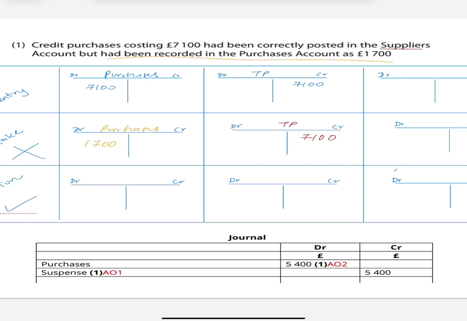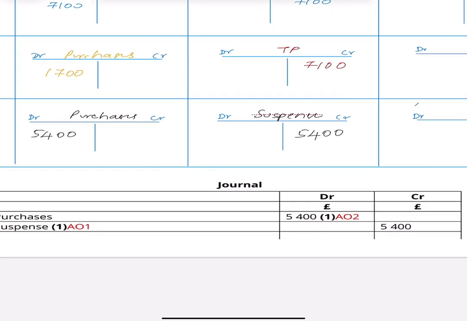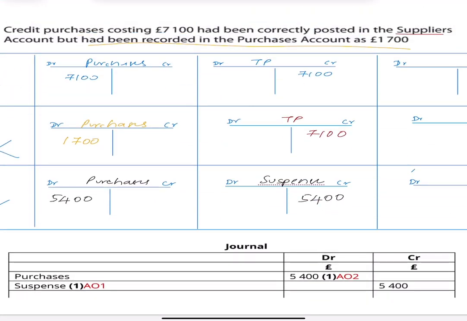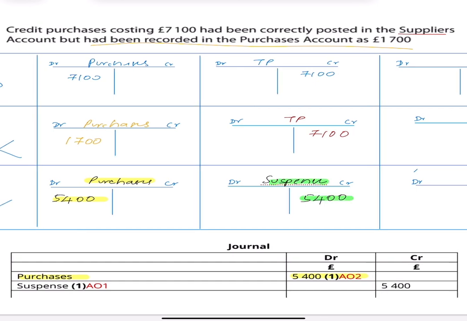So let's correct this error. Therefore, you have to add to the purchases account by 5,400 on the debit. You do not know where to credit it. Therefore, you credit in the suspense account by 5,400. Now, we can conclude the double entry. Therefore, purchases account debit, suspense account credit by 5,400.